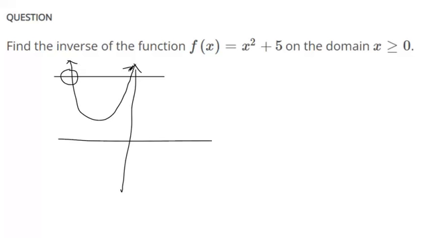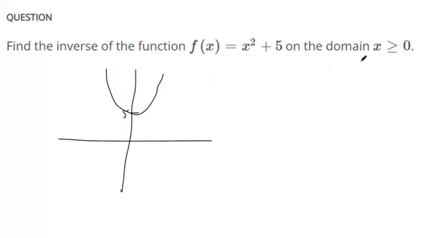This fails the horizontal line test. Parabolas usually fail the horizontal line test. If you were to graph this parabola, x squared plus 5, it would look something like this if you're graphing in Desmos. But they're saying we're only doing it for x is greater than or equal to 0. So this is our function. Only the x values that are on the right side of the y-axis, only when x is greater than or equal to 0. This does have an inverse.